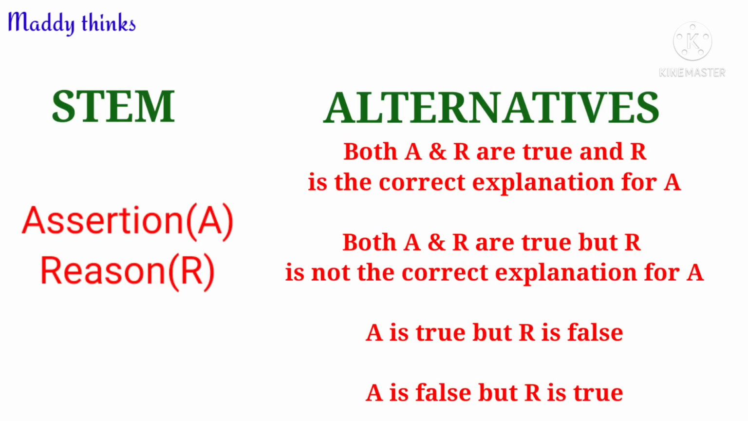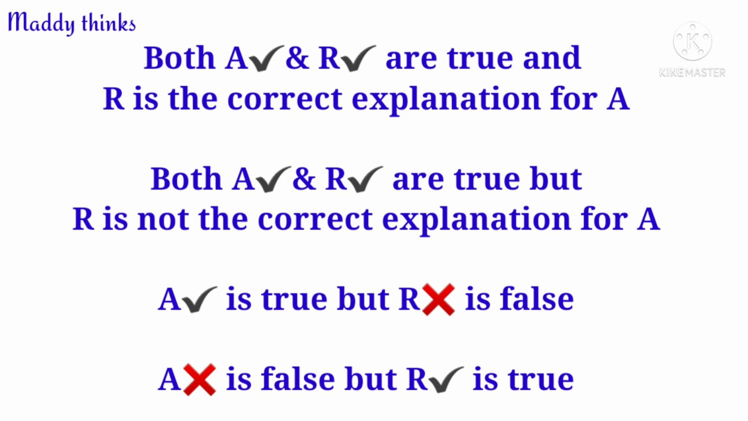The assertion and reasoning question is classified into two parts. The first part is the stem, which consists of the assertion and reason statements. The second part is the alternatives, which comprises four different options to answer this question. The first option will be both assertion and reason are true, and reason is the correct explanation for the assertion. The second option will be both assertion and reason are true, but the reason is not the correct explanation for the assertion. The third option will be the assertion is true but reason is false. The fourth option will be the assertion is false and the reason is true.